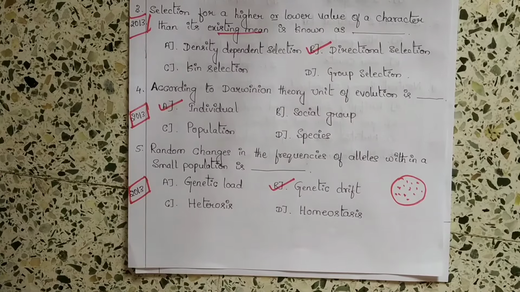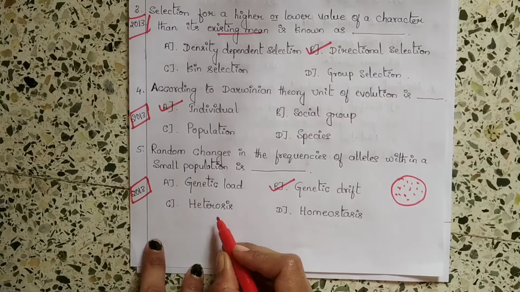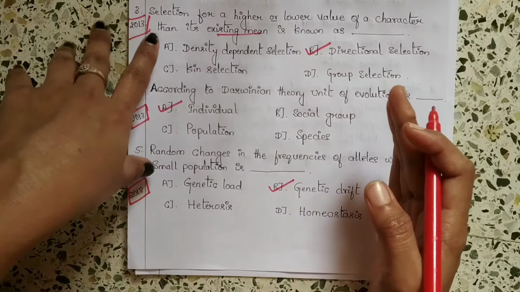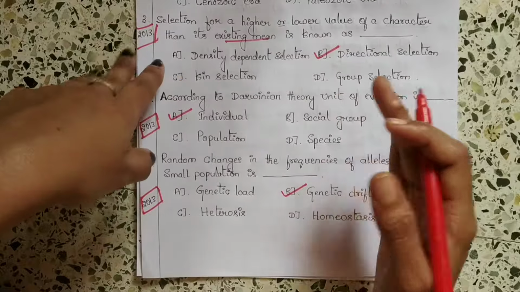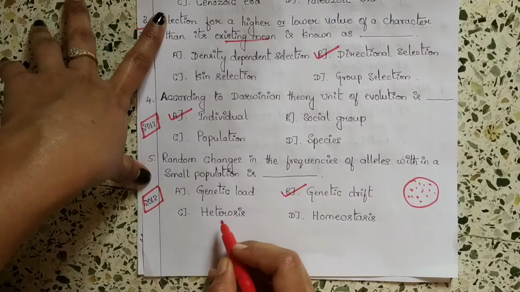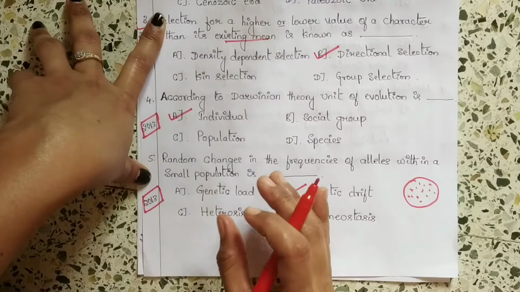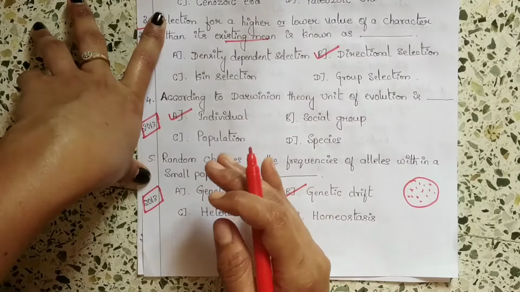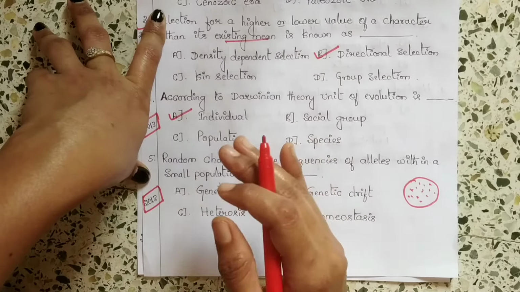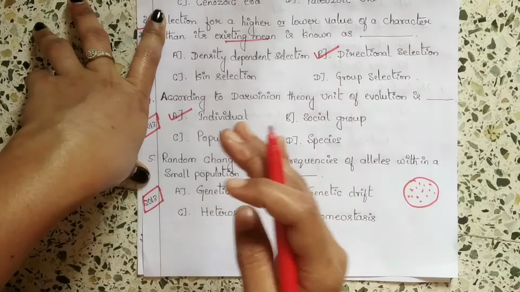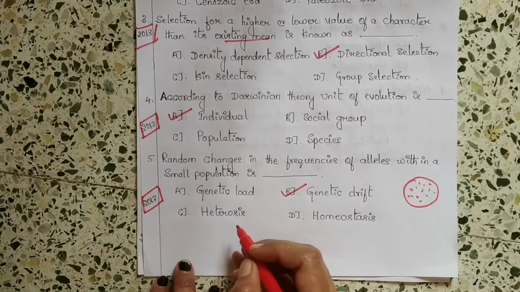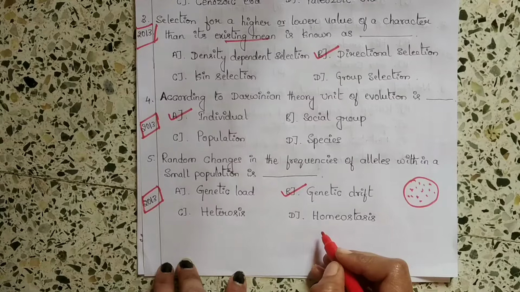Here, heterosis means the superiority of the F1 hybrid over both of its parents in terms of yield or some other characters, like growth. That is actually called heterosis. It means the F1 hybrid is very superior when compared to the parents. The superiority of the F1 hybrid over both of its parents in terms of yield or other characters is called heterosis.